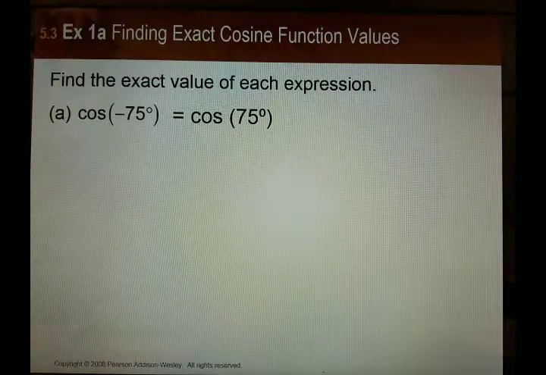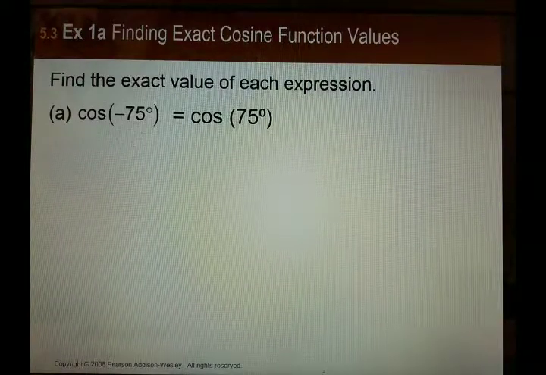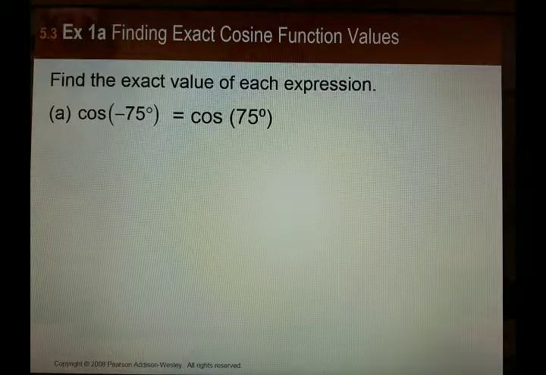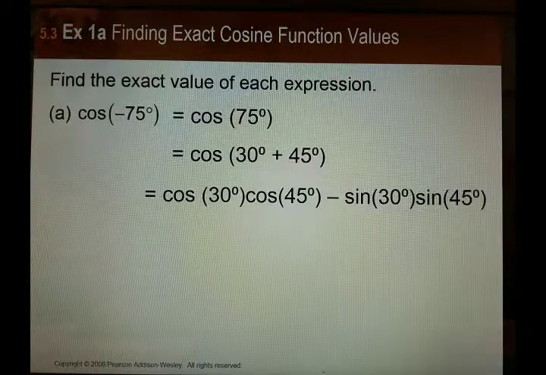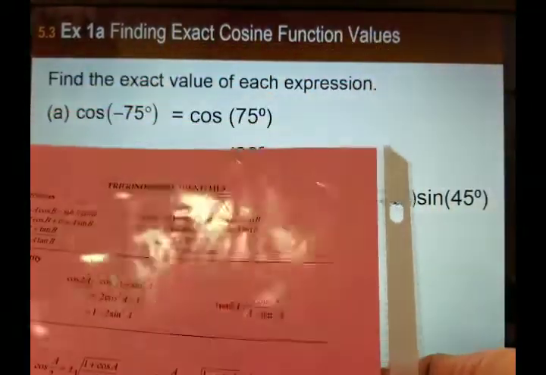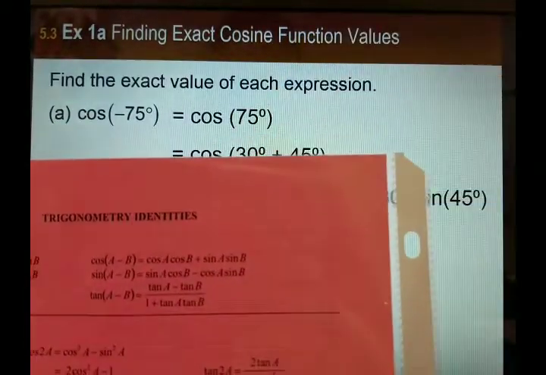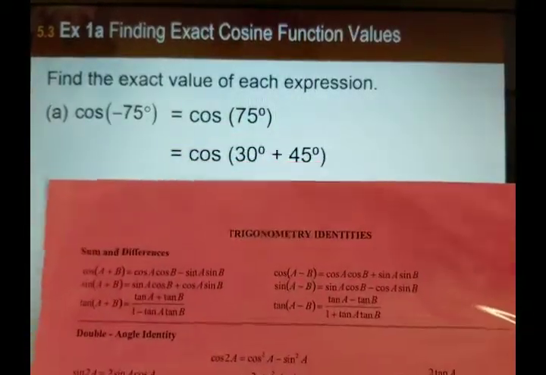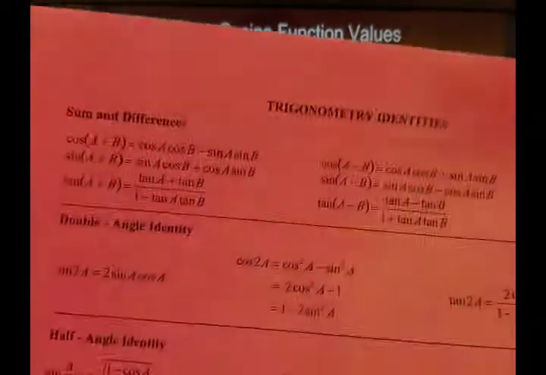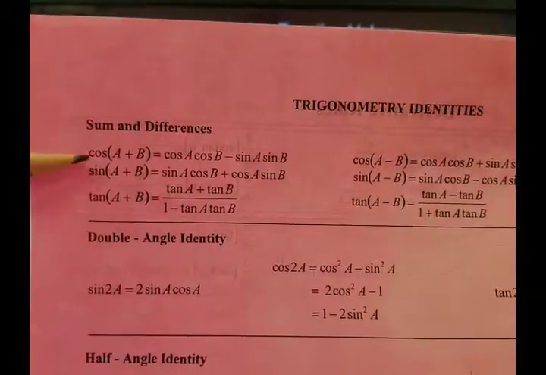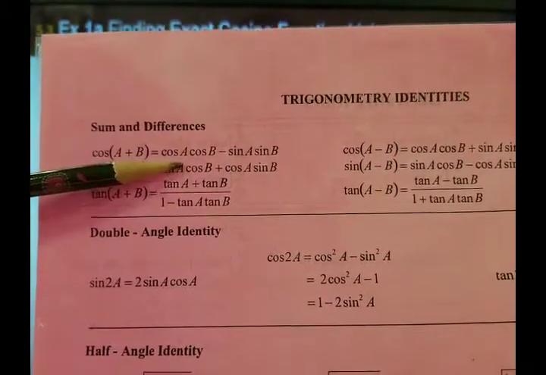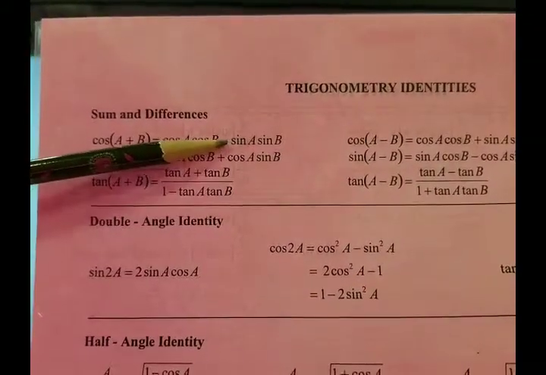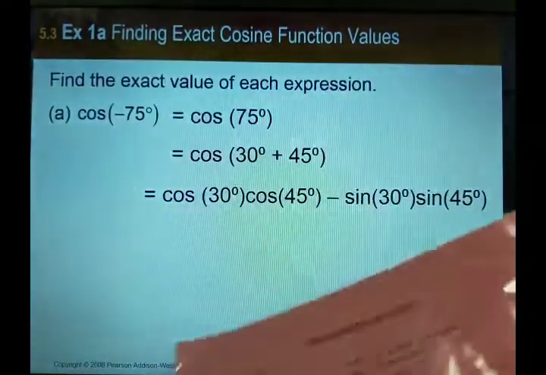Now, 75 degrees in terms of 30s, 45s, and 60s is what we're looking for. We know 75 degrees would be 30 plus 45. Now, using my rule right here with the plus sign, the cosine of a plus b equals the cosine of a times the cosine of b, and then that's minus the sine of a times the sine of b. And that's what they've done here.